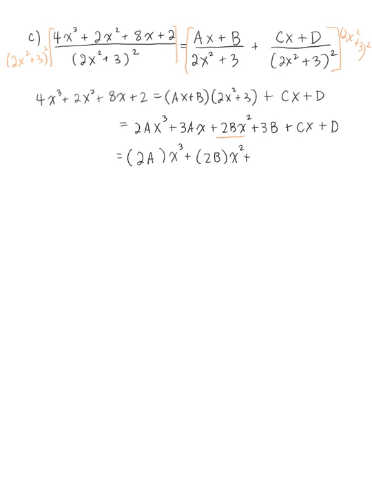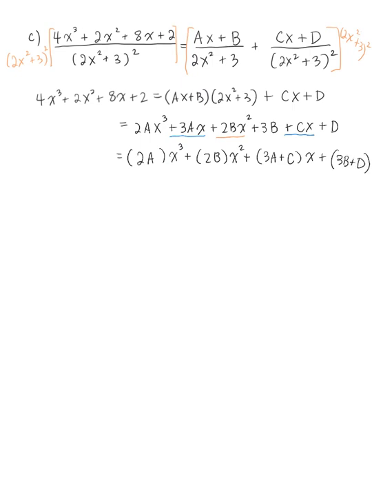Now let's go with all the x's. So we've got 3ax and then plus cx. Did I do that right? Okay, sorry, I'm really tired right now. So the coefficient on the x is going to be 3a plus c, and the constant terms are going to be 3b plus d.